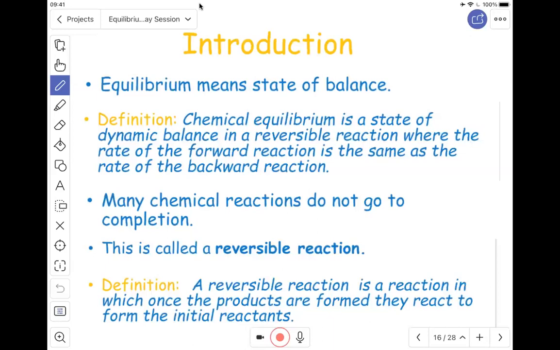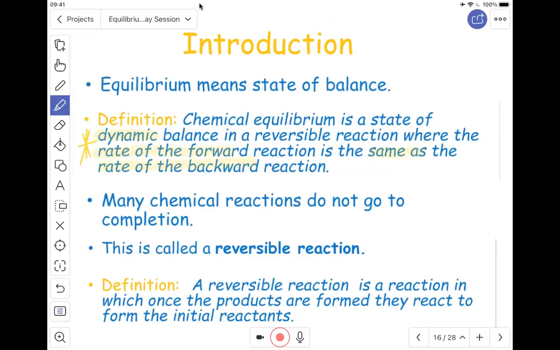At equilibrium, this is your definition, and it is very important. You should know it word for word in order to obtain full marks. Chemical equilibrium is a state of dynamic balance in which the rate of the forward reaction is the same as the rate of the backward reaction.